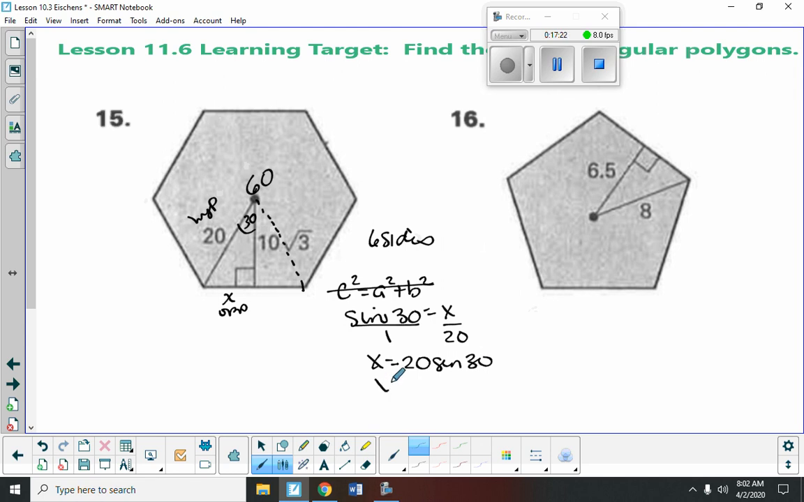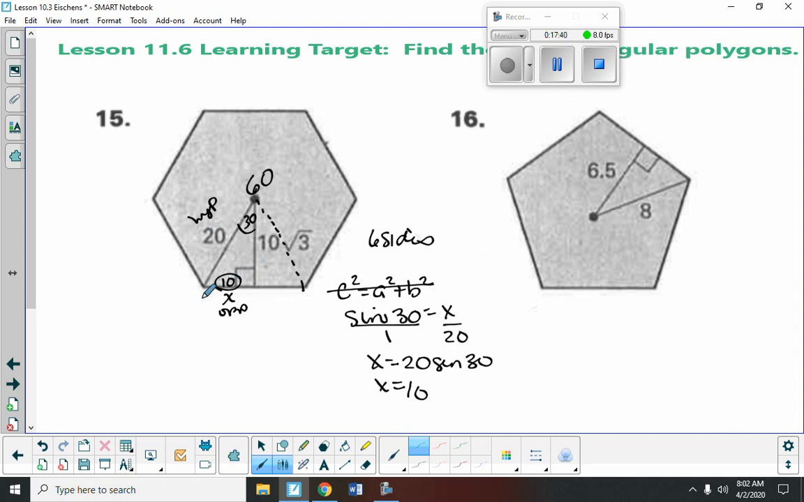And you get 10. Another thing, folks, to remember, this is a 30-60-90. And so the short leg is half of the hypotenuse. So you also could have just looked at that and said, oh, I know my 30-60-90. So if this is 20, this is 10.